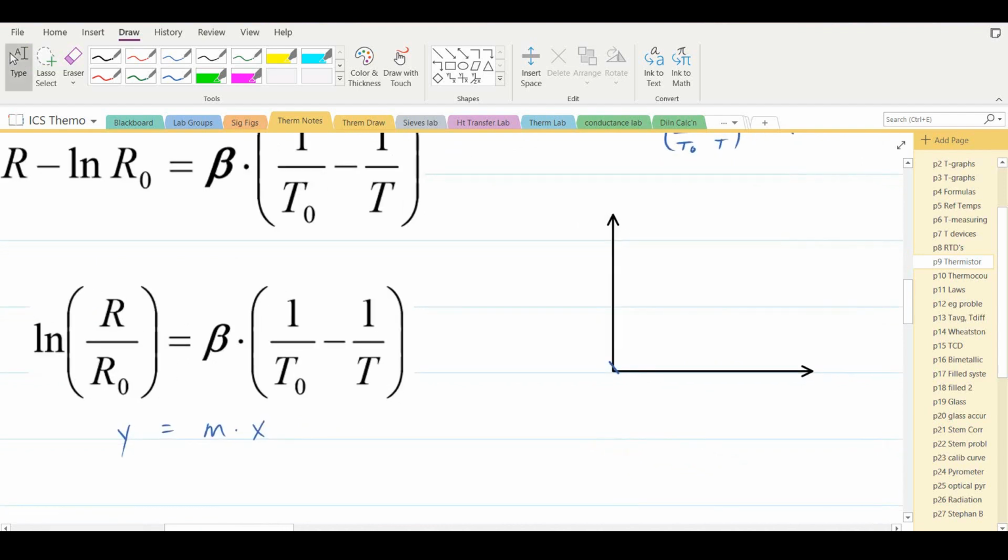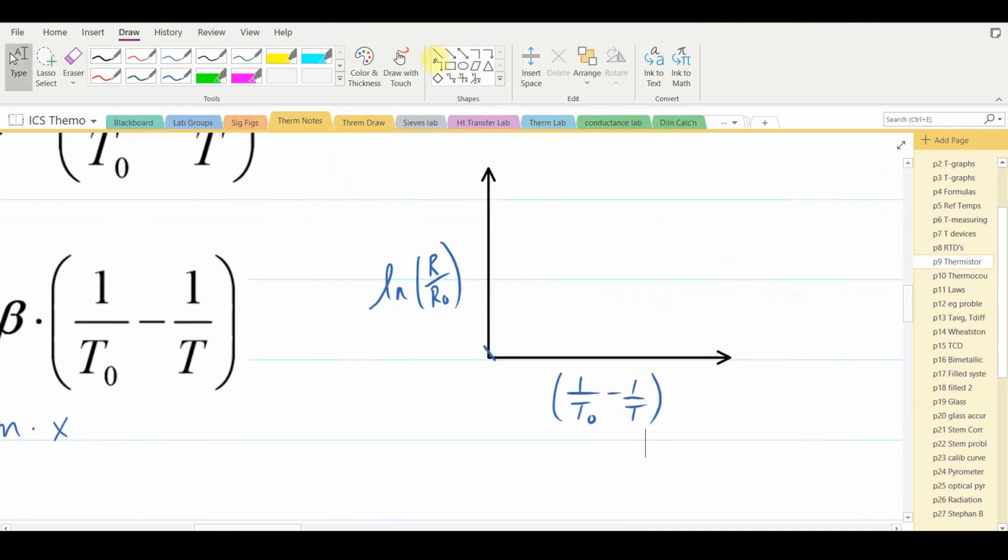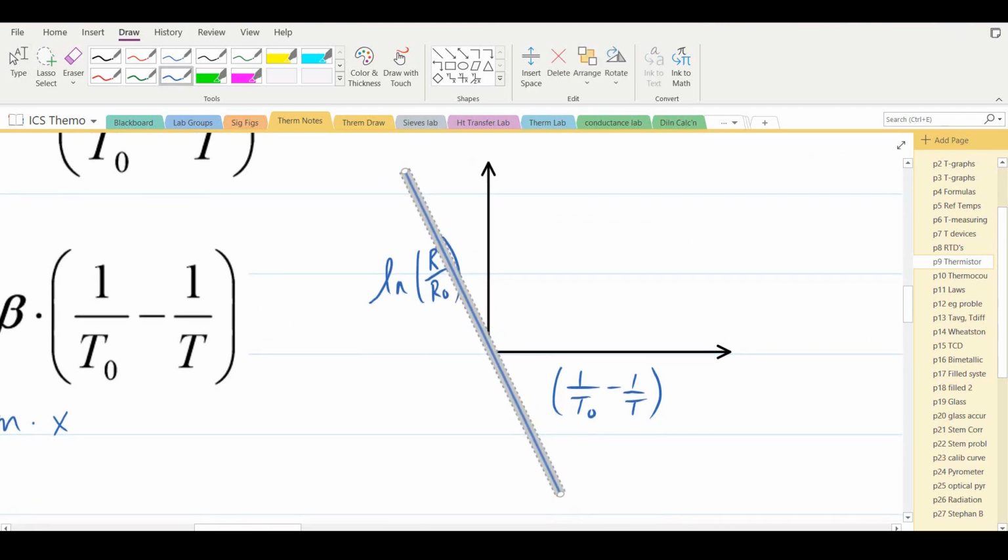So looking at this equation, if we were to plot the ln of r over r sub 0 versus 1 over T sub 0 minus 1 over T, again we get a straight line, but this time b is 0, so that means it's going to travel right through the origin. It's going to look something like that. And this point, of course, is the origin 0, 0.